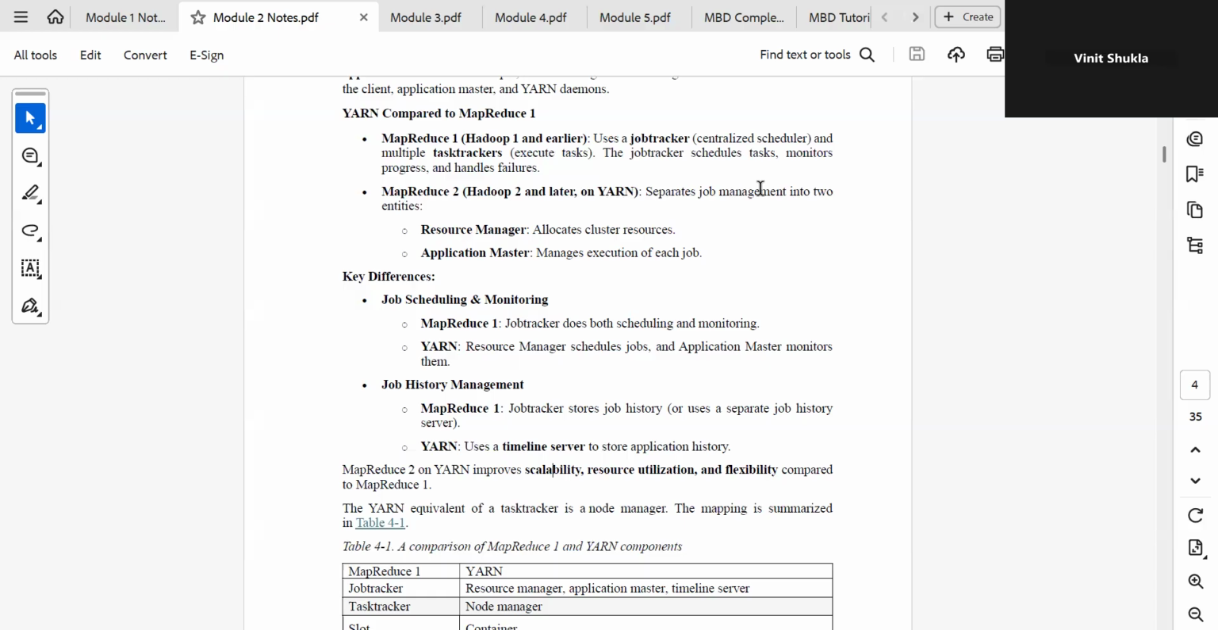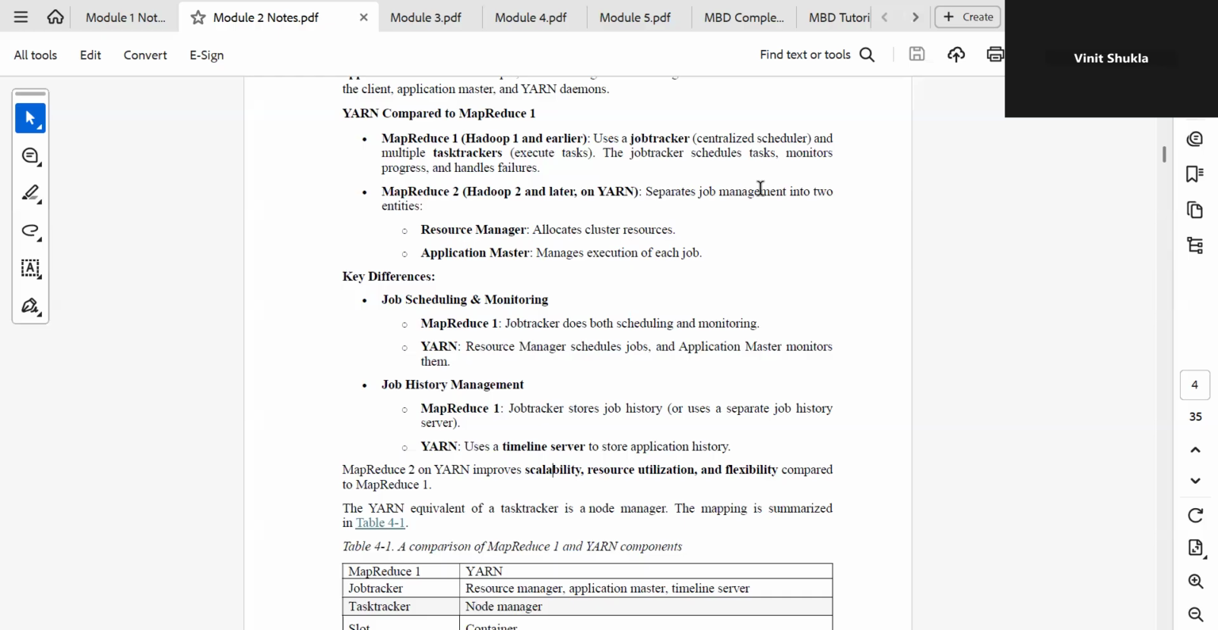When Hadoop released Hadoop 1 with MapReduce 1 and Hadoop 2 with MapReduce 2, later on they gave MapReduce 2 the name YARN, Yet Another Resource Negotiator. Now we will learn about the key differences. The differences are like job scheduling and monitoring. In MapReduce 1, the job tracker does both scheduling and monitoring. But in YARN, the resource manager schedules the job and the application master monitors it.